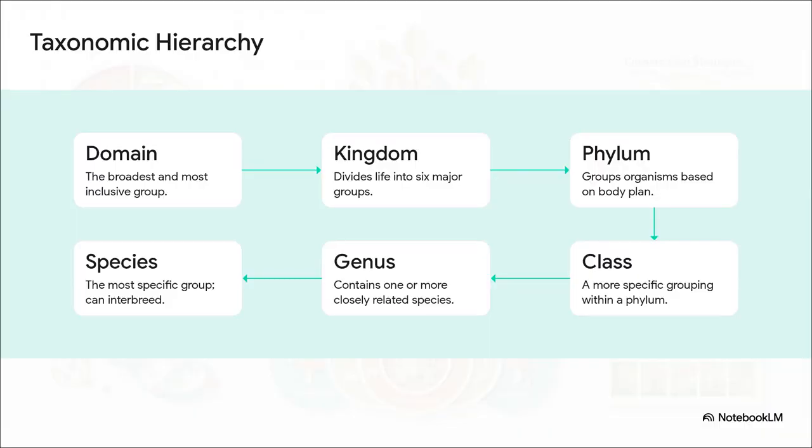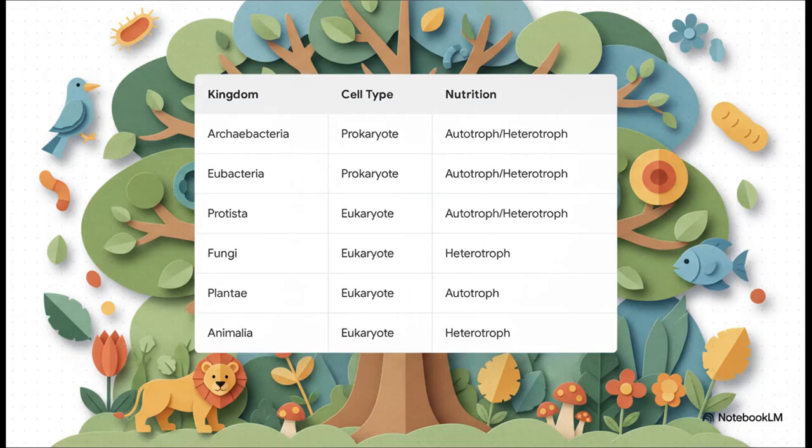So how does it actually work? Well, it's a hierarchy, kind of like a set of Russian nesting dolls. As you can see here, we start with the absolute broadest category, domain, which splits all life into just 3 big groups. Then we get more and more specific, moving down through kingdom, phylum, class, and so on. It's like a giant funnel, taking all of life and narrowing it down, down, until you're looking at just one single unique species. And this table here gives us a great look at that kingdom level.